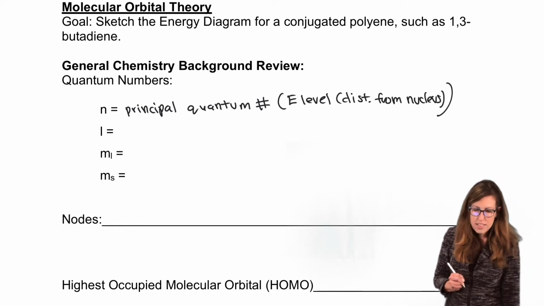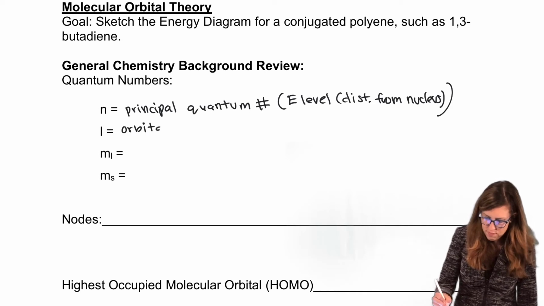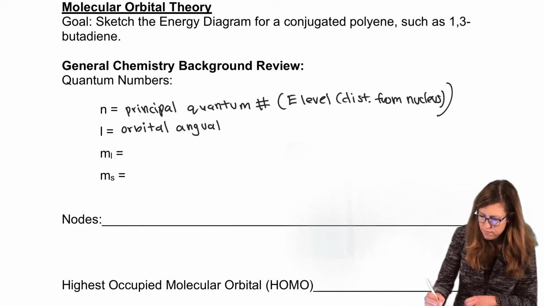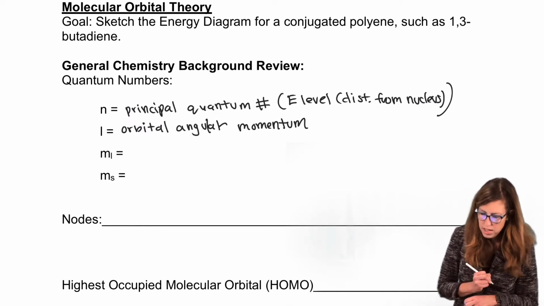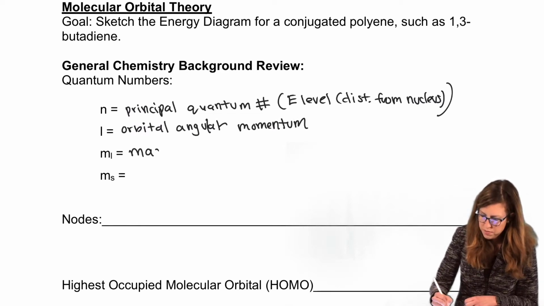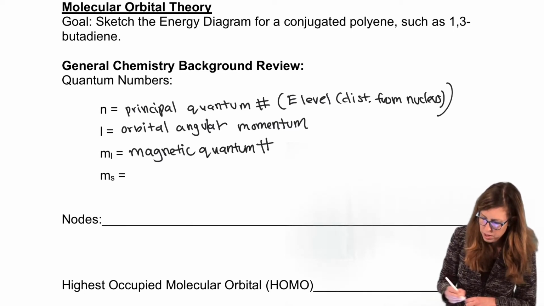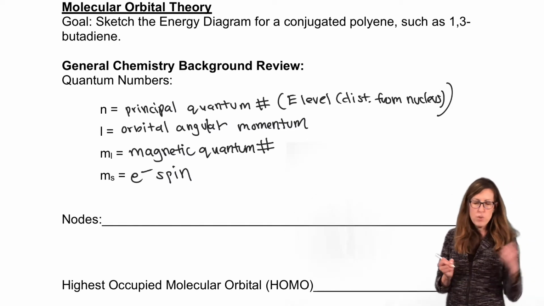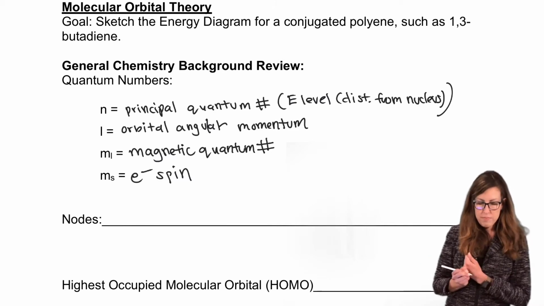L is our orbital angular momentum quantum number. It helps us know about the shape of the orbitals. M sub L is our magnetic quantum number, and M sub S is the spin, which we've talked about with NMR before. So no two electrons can have the same 4 quantum numbers. They each have their unique combination.